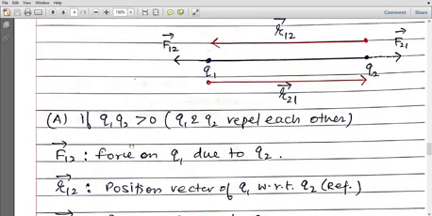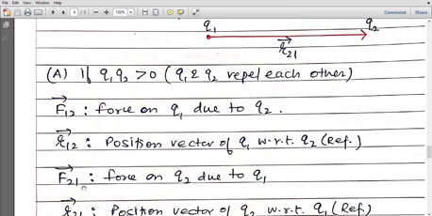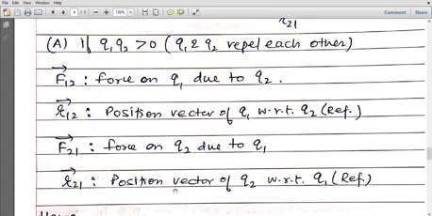When Q1 and Q2 is greater than 0. F12, this is the force on Q1 due to Q2. R12, this is the position vector of Q1 with respect to Q2. So Q2 becomes the reference point. Similarly, F21, this is the force on Q2 due to Q1, and R21, this is the position vector of Q2 with respect to Q1, because now Q1 becomes the reference point.